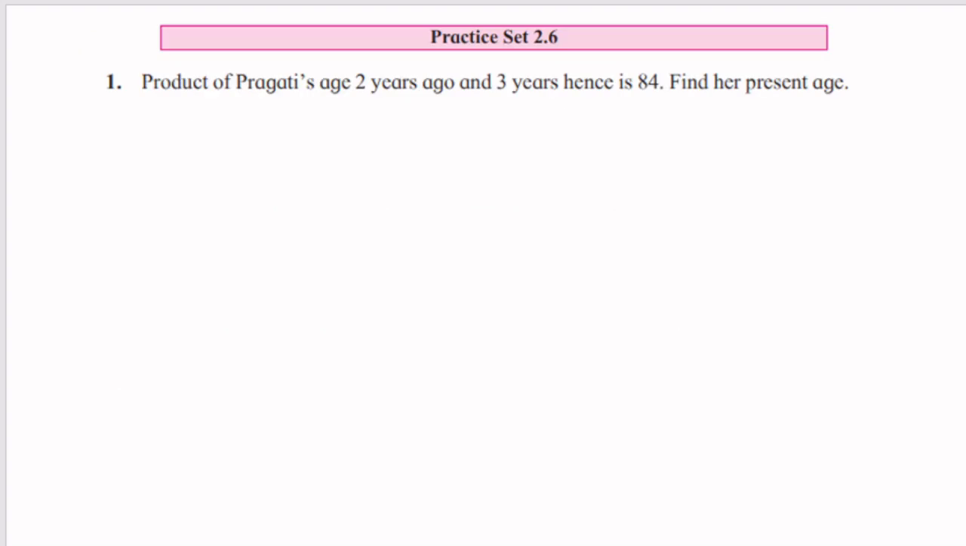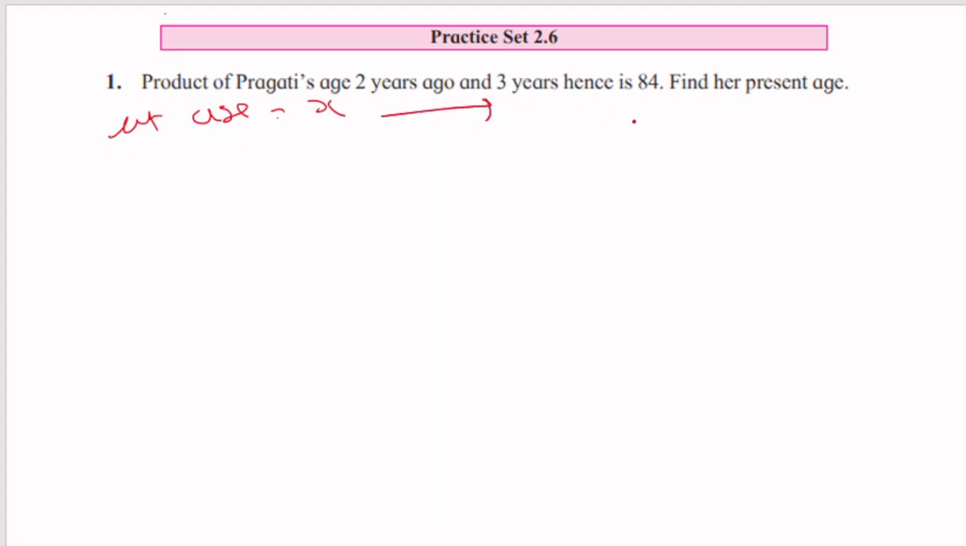Now move to the actual word problems of practice set 2.6. So question number 1, read carefully. The product of Pragati's age 2 years ago and 3 years hence is 84. Find her present age. So let's assume the current age of Pragati is x years.